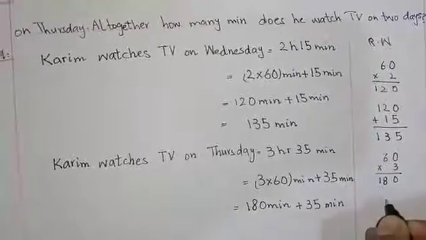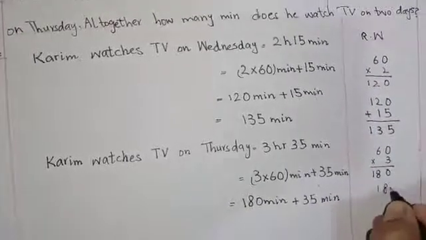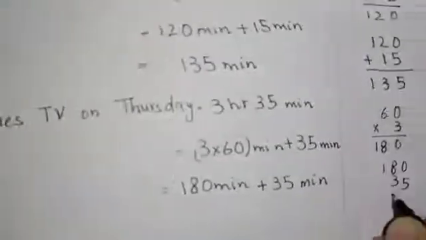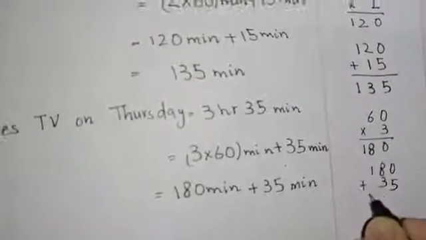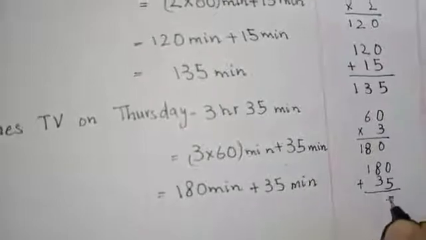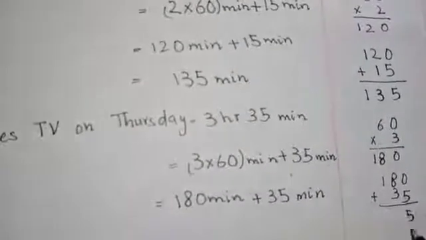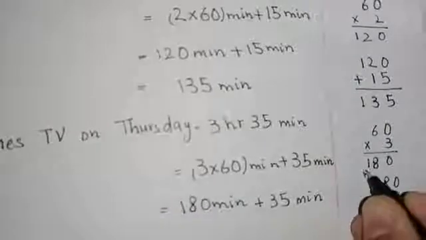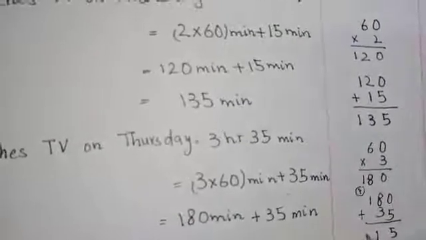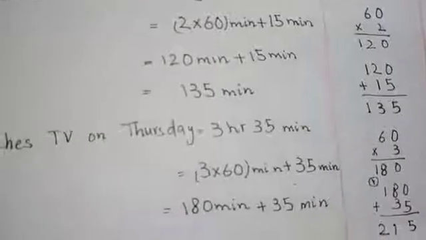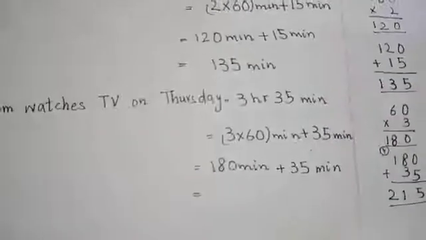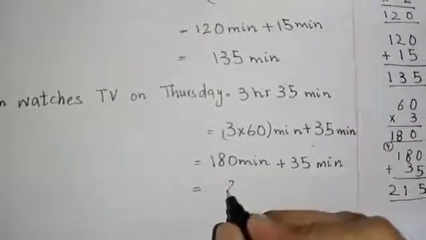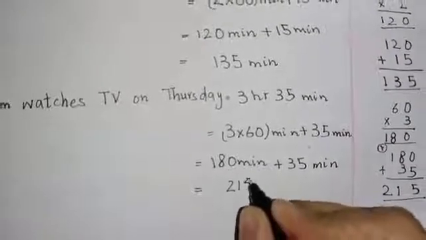Now we will add it. It's 180 plus 35. 0 plus 5, it's 5. 8 plus 3, it's 11. So we write 1 here and 1 will be carried over here. Now 1 plus 1 is 2. So the answer is 215 minutes. So students, Cream watches TV on Thursday 215 minutes.